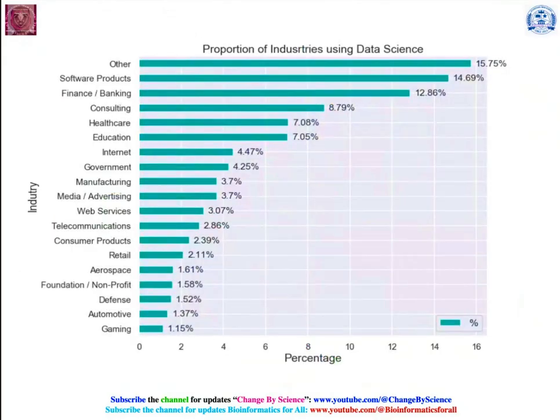So the industries using data science are software products, finance, consulting, health sector. Here, software products is on the top. Then education is on the sixth, seventh position, government organizations, of course, and then there are many more areas which are using it. And this is the percent-wise distribution of different fields or industries where data science is commonly used.